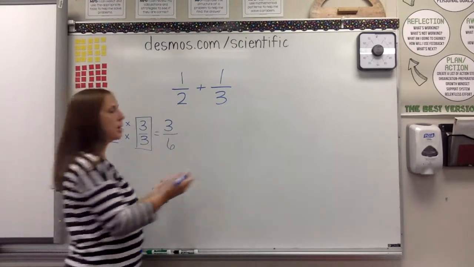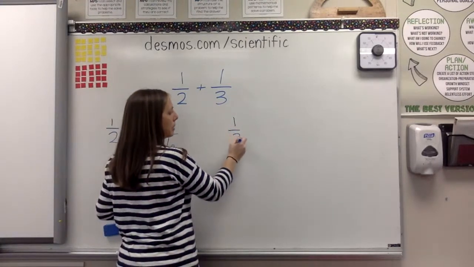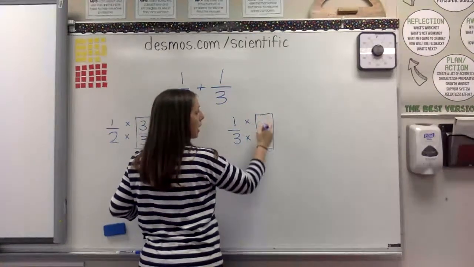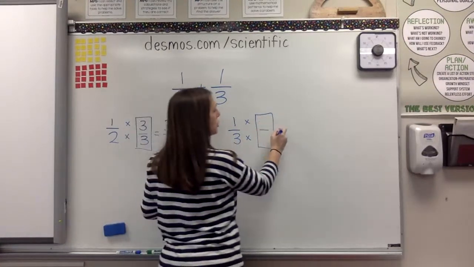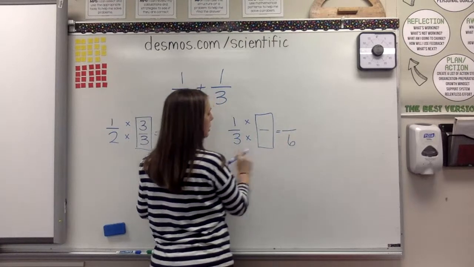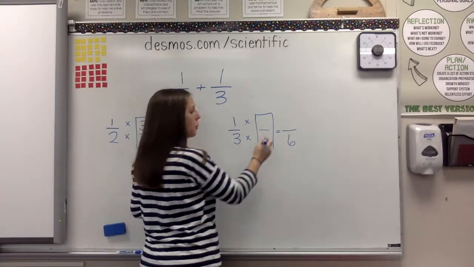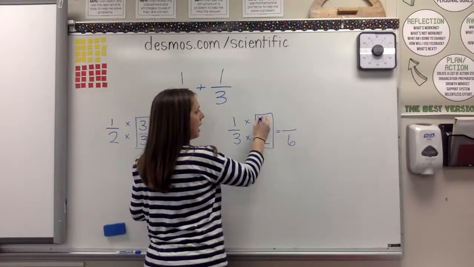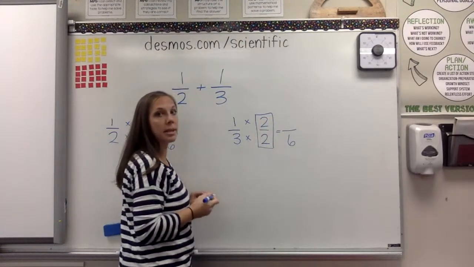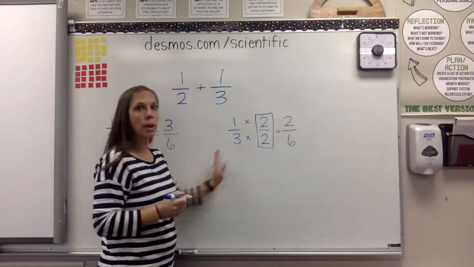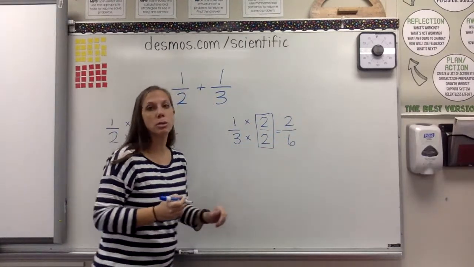I'm going to do the same thing with 1/3. So again, I'm going to start with 1/3. I know I need to multiply it by a fraction that's equal to 1 so that I get a denominator of 6. 3 times something equals 6. That something is 2. So 3 times 2 is 6. I multiply my numerator by the same thing. 1 times 2 gives me 2. So now 1/3 is equivalent to 2/6.